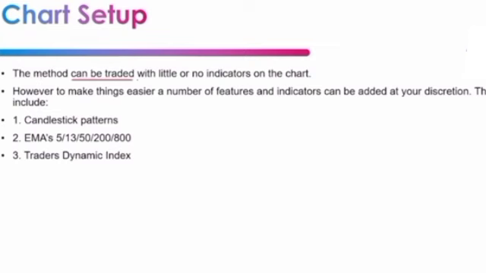So the method can be traded with little or no indicators on the charts. If you become proficient, you'd see that indicators may be of no use. However, to make things easier, a number of features and indicators can be added at your discretion. These include candlestick patterns, exponential moving averages with period 5, 13, 50, 200, and 800, and the last one being the trader's dynamic index.